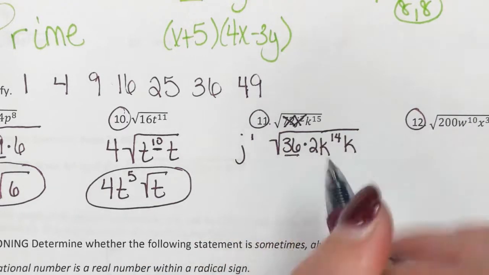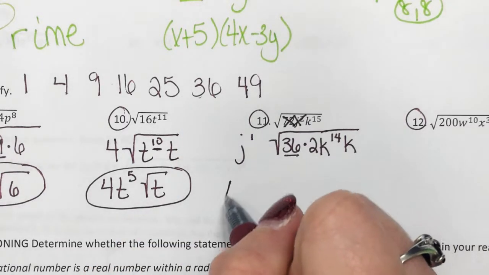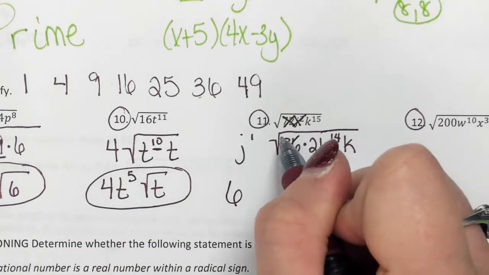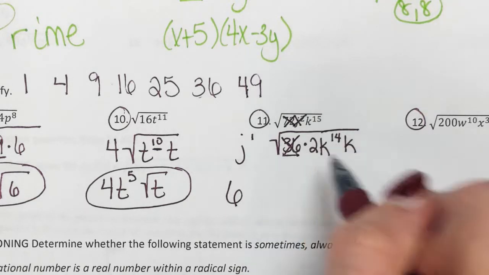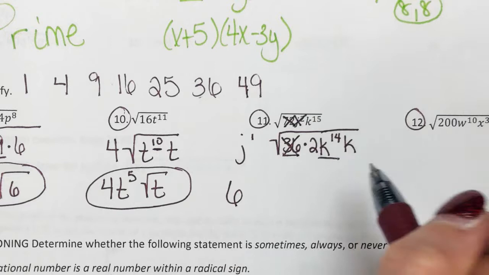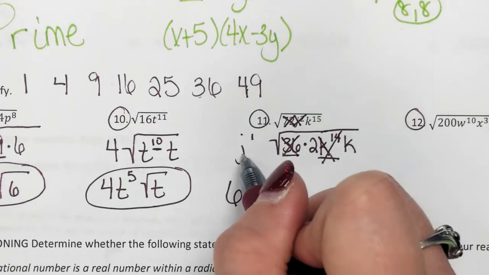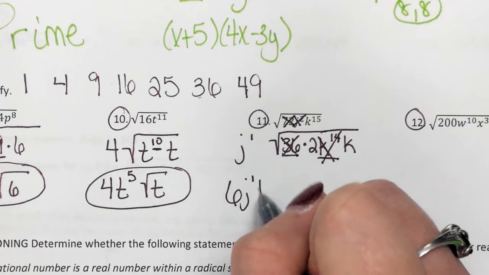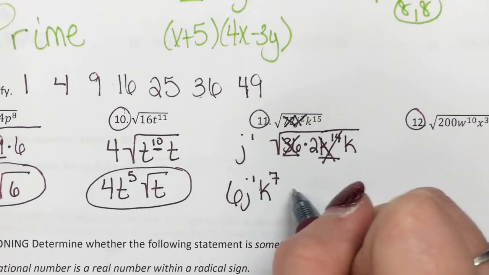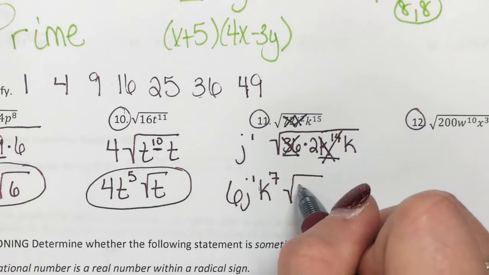All right, 36 is on that list. What's he get to come out as? 6. 2's not on the list. I can't take him out. K to the 14. Can I divide 14 by 2? Yes. What you get? 7. All right. Which one of these comes first, J or K in the alphabet? So J to the 1, K to the 7. And then what 2 things are left inside because I didn't mark them out? 2 and K. Perfect.